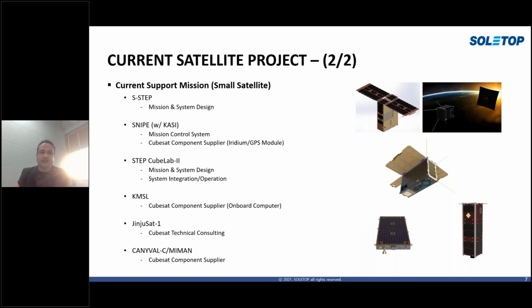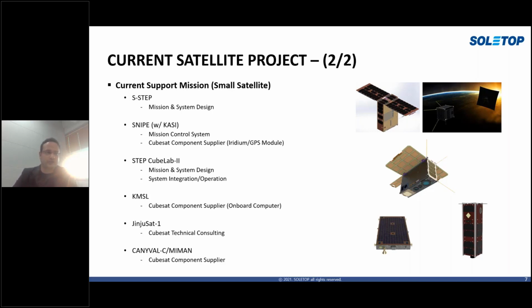Now let's talk about the small satellites. We have seen what larger satellites, what the Soletop is involved in. Now small satellites. We are very much actively involved in majority of the small satellite revolution, I would say, in Korea, and we are trying our best to make sure that we involve in most of the programs and establish our brand as a major global one-stop solution for our customers.